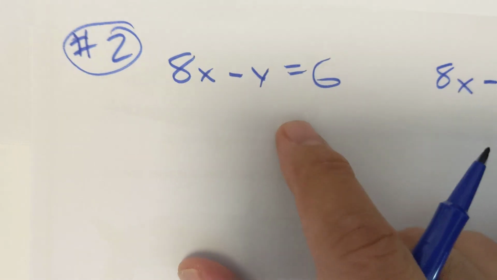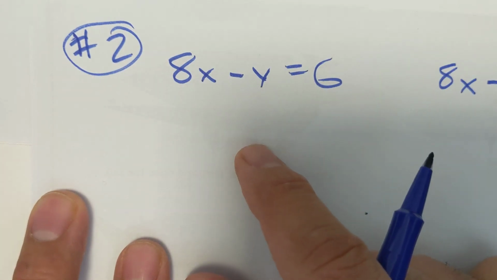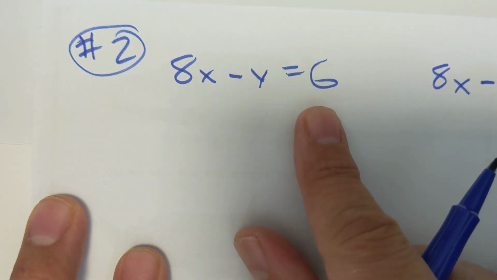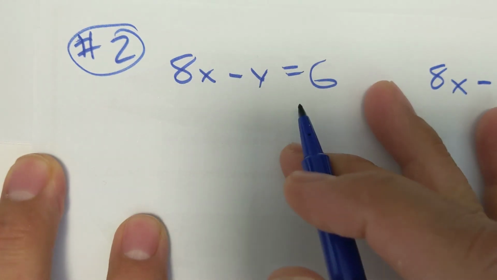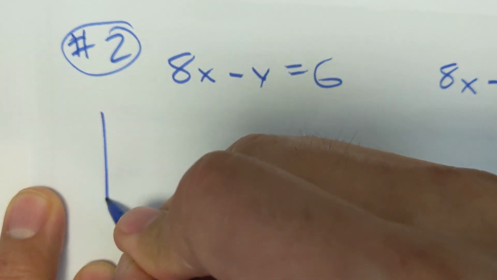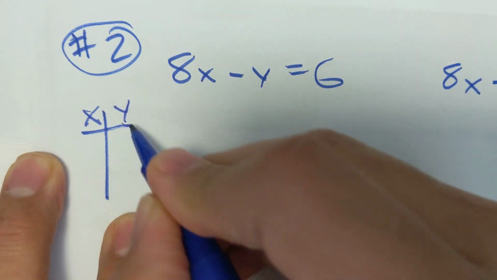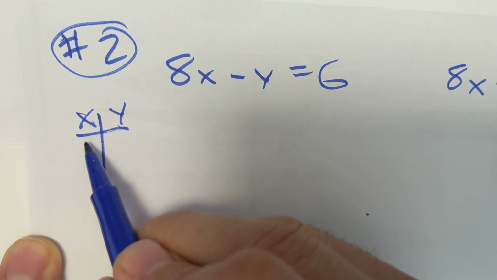Here's number 2 on the graphing side of the worksheet. We have our two equations. The first one is in standard form. So option 1, like we've been talking about, is if it's in standard form, then the quickest way to graph it is to plug in zeros.